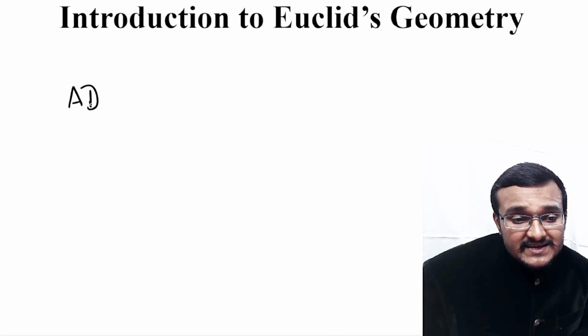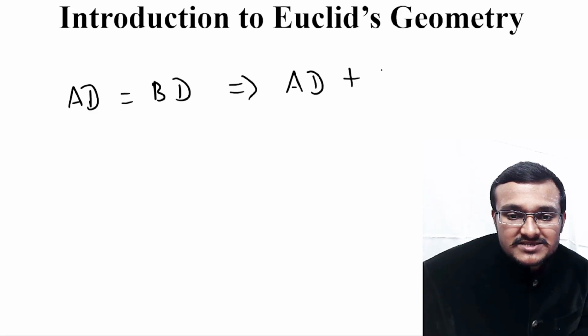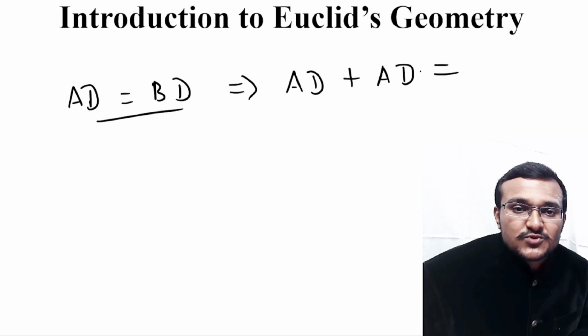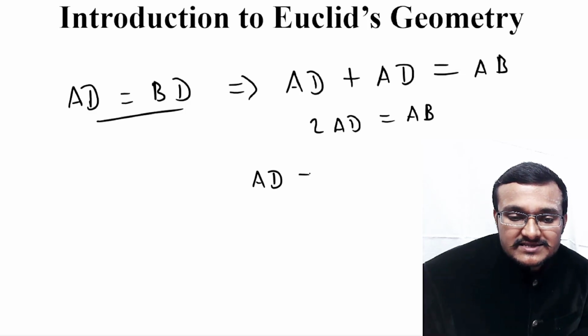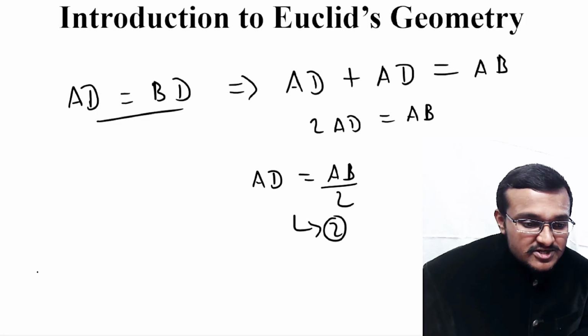Now AD is equal to BD. So AD plus, in the place of writing BD, I'll write AD only, because AD is equal to BD, which is equal to AB. So that means 2AD is equal to AB, so AD is equal to AB by 2. This we can call equation 2.